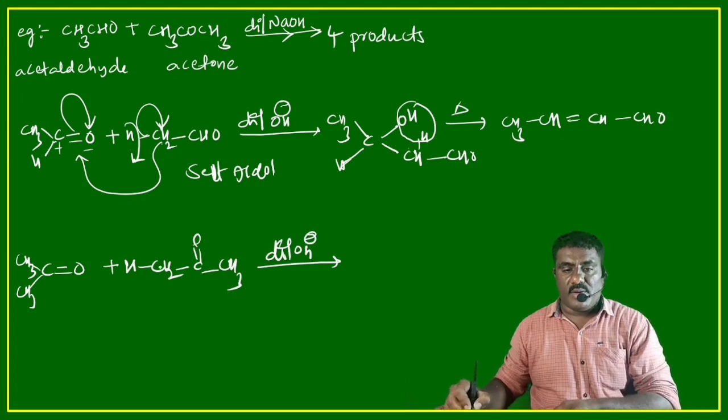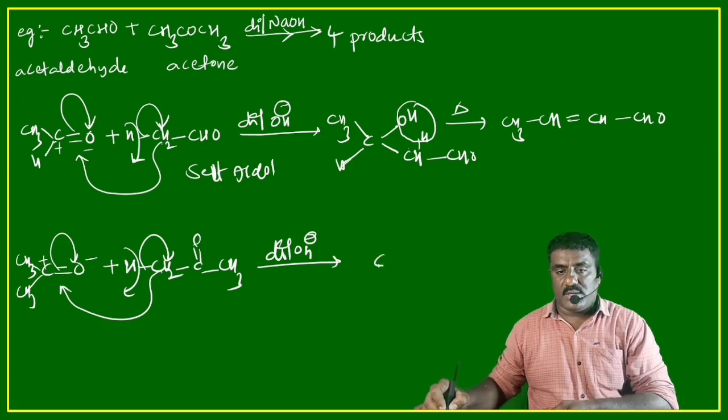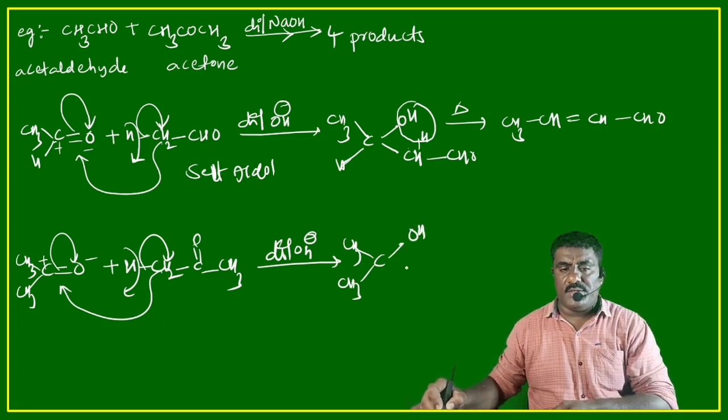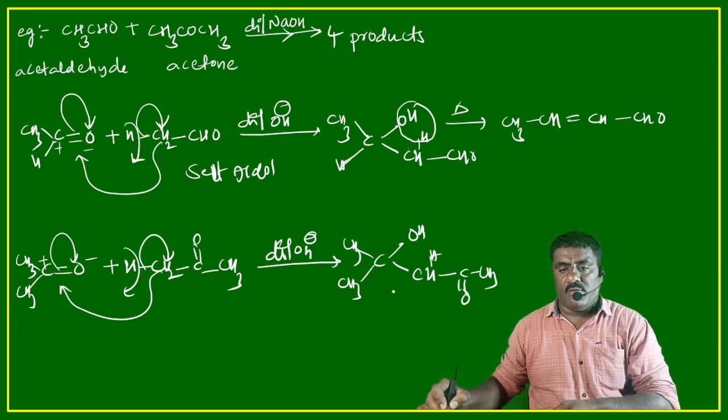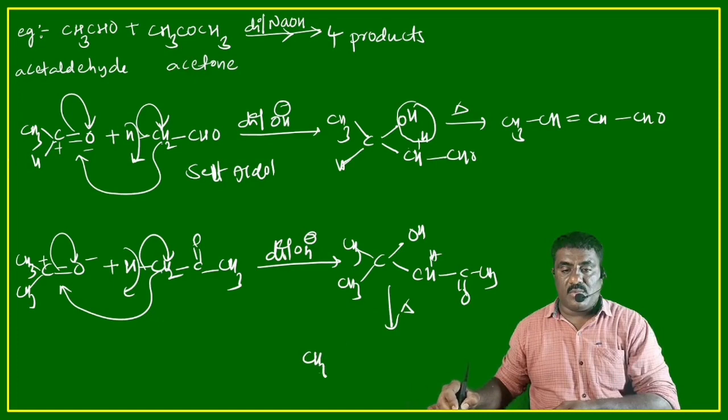In dilute base, what happened? To form a carbanion, H plus is removed and the pi bond shifts to oxygen, giving a positive charge, and this carbanion attacks the carbocation. See, like this, CH3, and this can be written as OH and CH, and I am writing CH2 C double bond O CH3. When it is heated, it eliminates water to form an alpha beta unsaturated carbonyl compound.